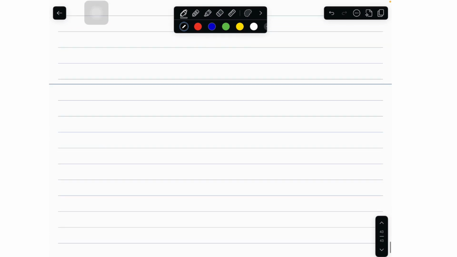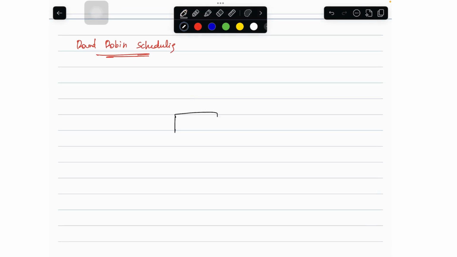Now we are going to look at the last scheduling algorithm, which is round robin, which is famously used in time sharing systems. So how does round robin work? We have the CPU here.